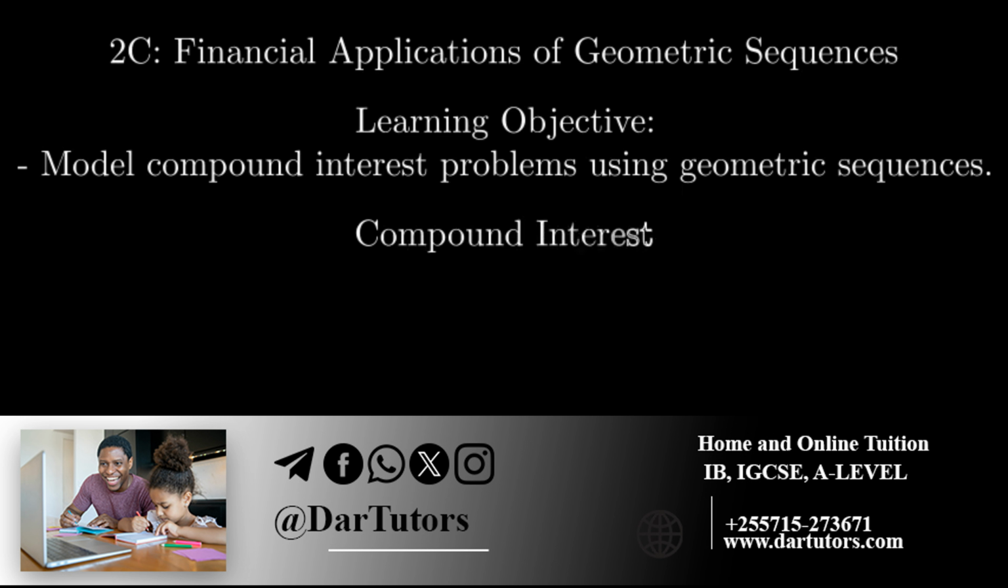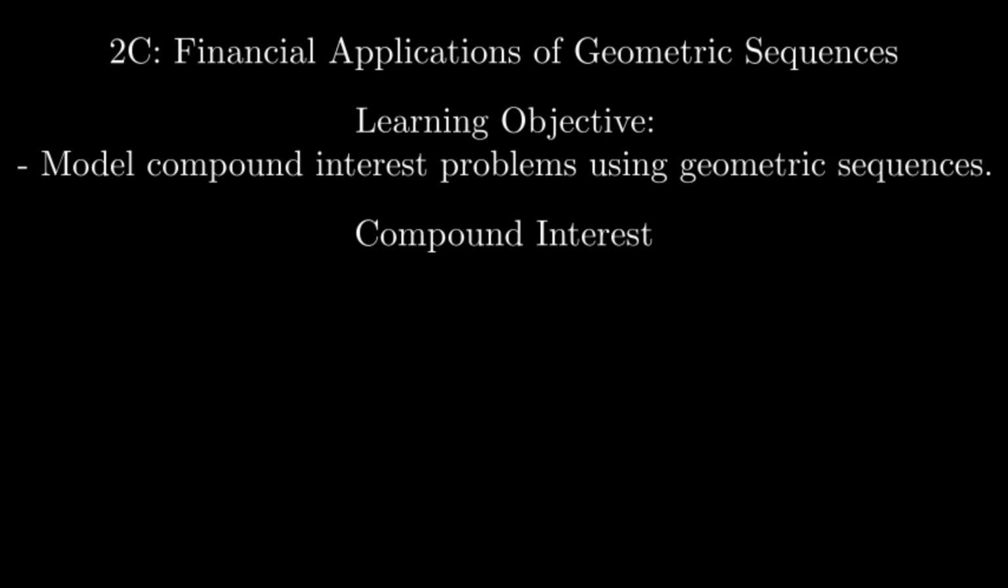The core idea is compound interest. Compound interest is when you earn interest not only on your initial amount of money, called the principal, but also on the accumulated interest from previous periods. It's interest on interest. This process, where a percentage increase is applied repeatedly to a growing sum, is a perfect example of a geometric sequence.